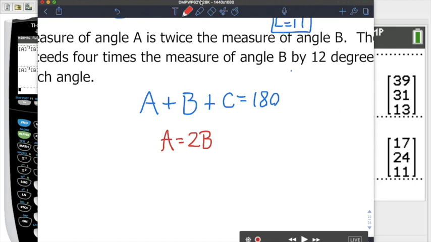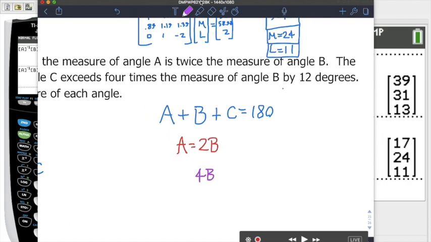Okay, and then the measure of angle C exceeds 4 times the measure of B by 12. Now it's kind of weird there. I need to double check on this. So 4 times the measure of angle B is just 4B, right? And then I guess C is the bigger angle. So once you figure out 4 times B, you need to add on the 12. And that's going to get us angle C right there. So I think that's your equation right there.